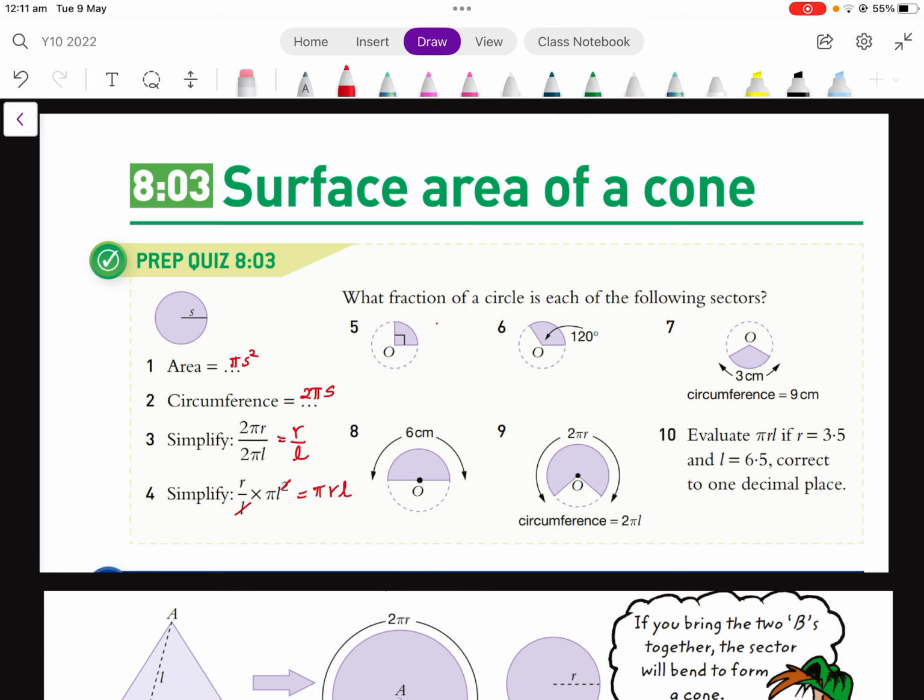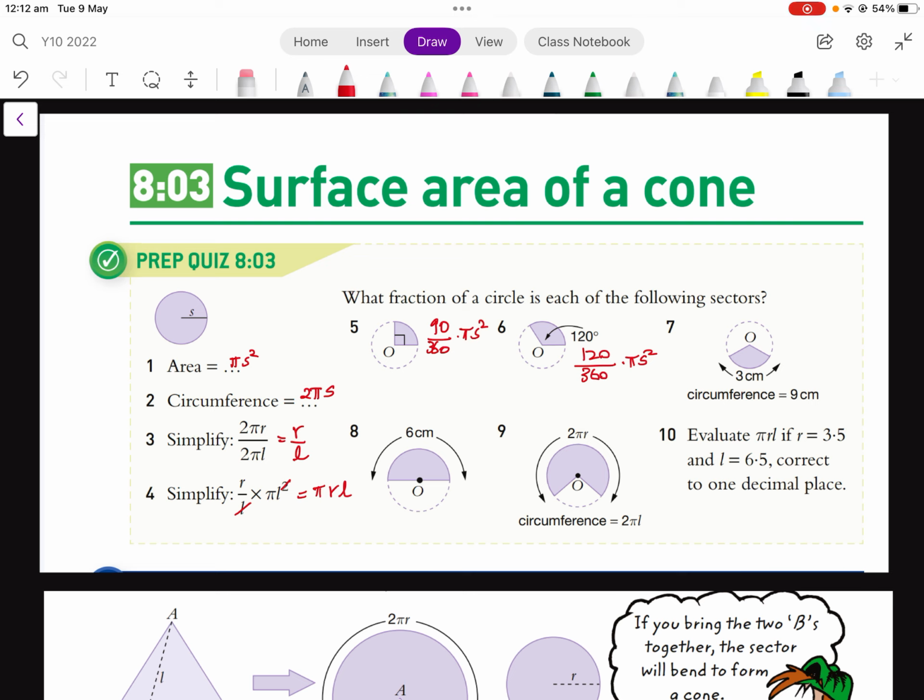Number 5, what fraction of a circle is each of the following sectors? Here I have 90 degrees out of 360, which is a quarter of pi s square, if the circle still has the radius of s. In this case, I have 120 degrees, so 120 degrees out of 360 times pi s square again, presuming that's the same circle with the s radius.